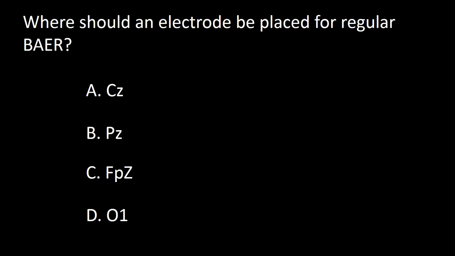Next question. Where should an electrode be placed for regular brain auditory evoked responses? A, CZ; B, PZ; C, FPZ; D, O1.